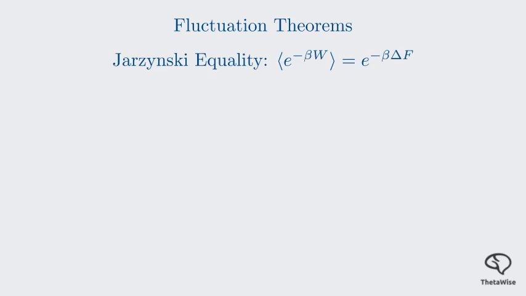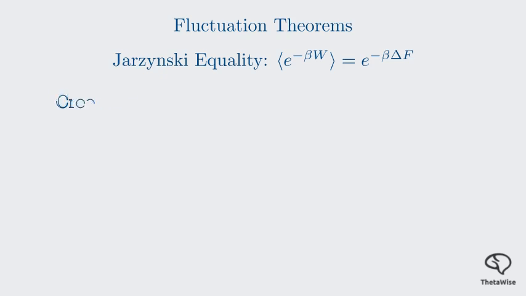It states that the average of e to the power of minus beta W is equal to e to the power of minus beta times the change in free energy, delta F. This is a remarkable result. It connects the work done in a non-equilibrium process, which can be very different from the free energy change, to the free energy change itself, which is a state function. The Jarzynski equality has profound implications. It means that by measuring the work fluctuations in a non-equilibrium process, we can determine the equilibrium free energy difference between 2 states.